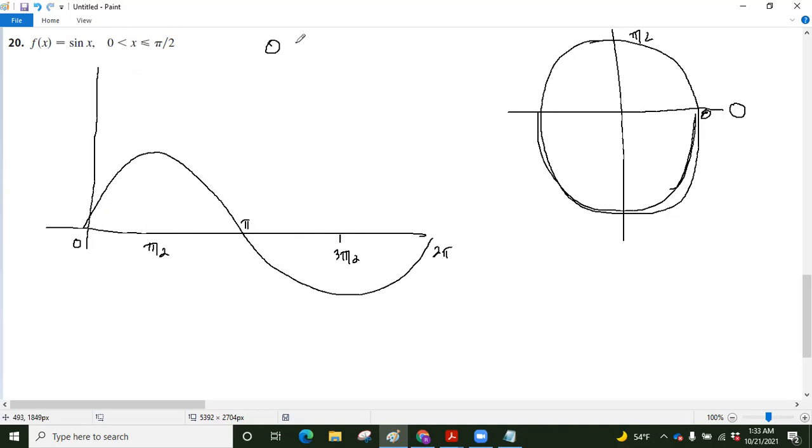And so when it says 0 is less than x is less than or equal to pi over 2, this is a fancy notation for something that I think a lot more people are familiar with when they say 0 to pi over 2. This is where you should look. So it's saying, go from, look at 0.